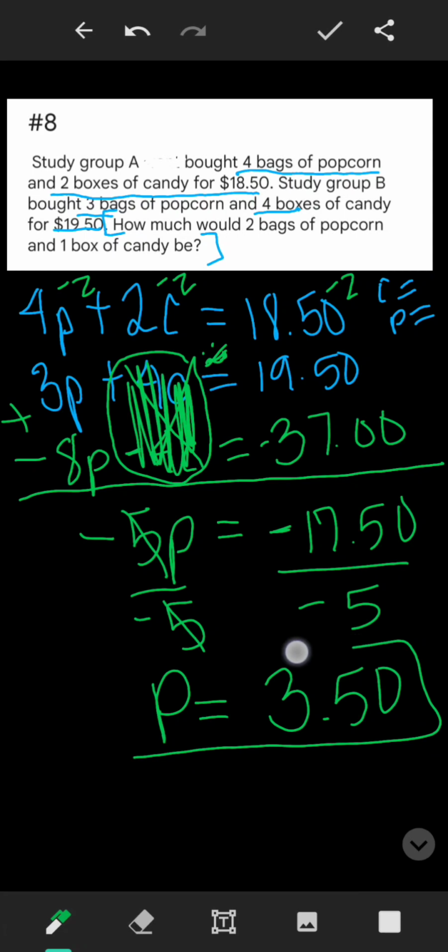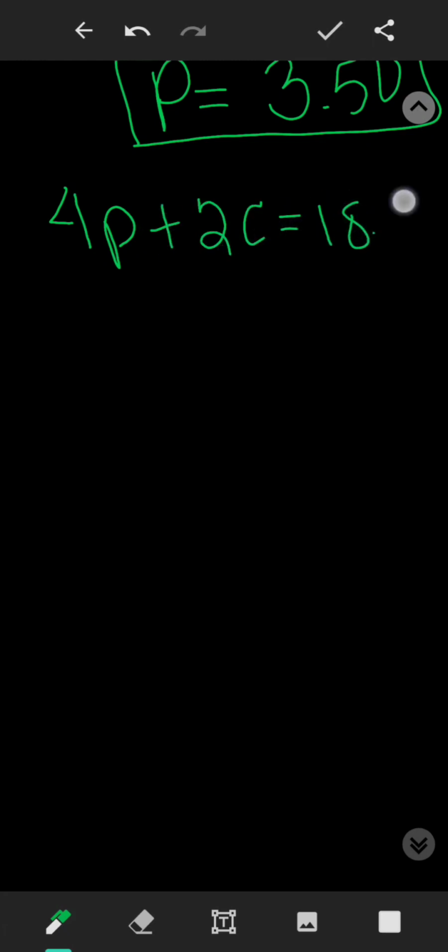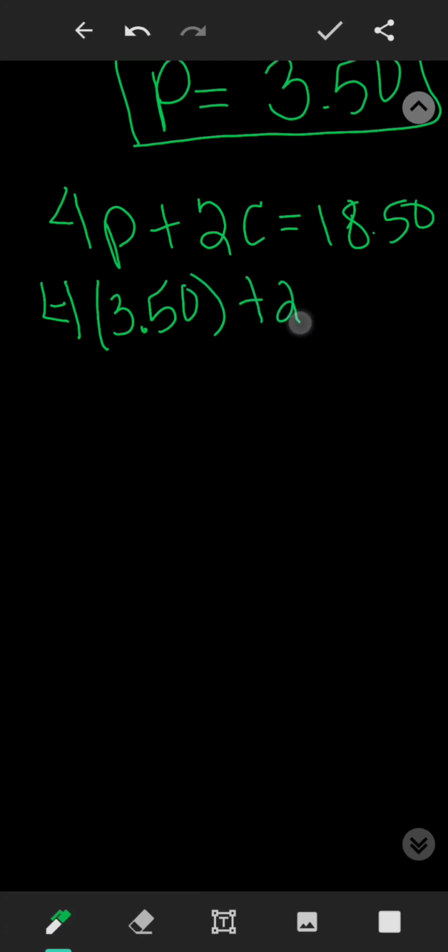So I know that the bags of popcorn cost $3.50 each. Now that I know that, I'm going to use that information and substitute it back into any of the equations at the top of the page. It doesn't matter. So let's take 4p plus 2c is equal to 1850. Because I want to know how much this candy costs.